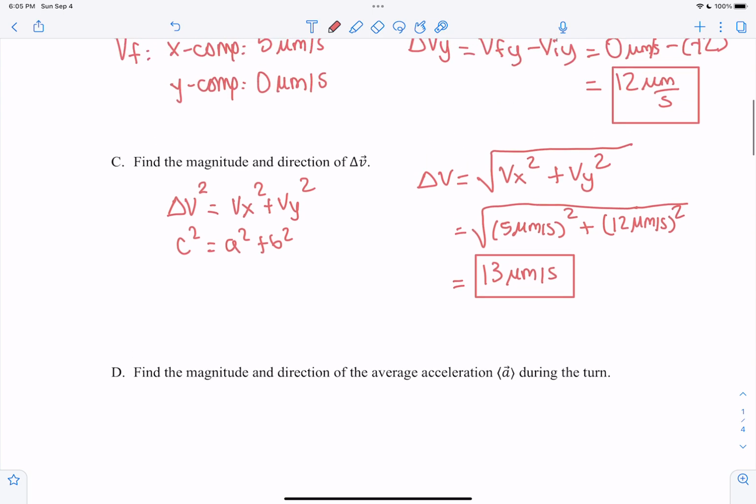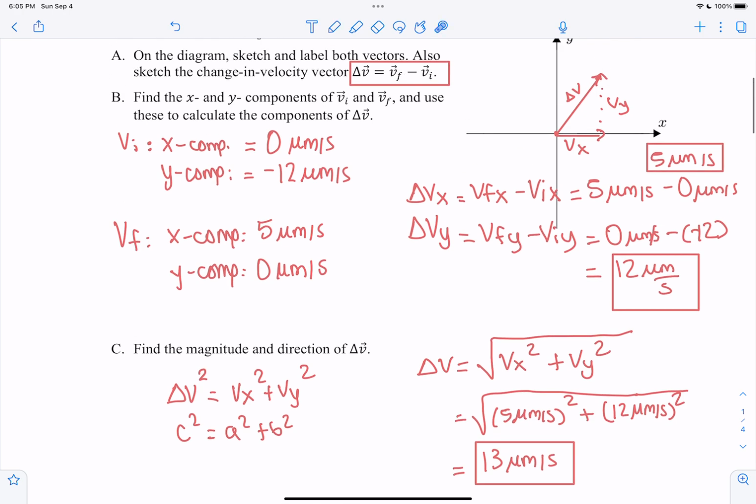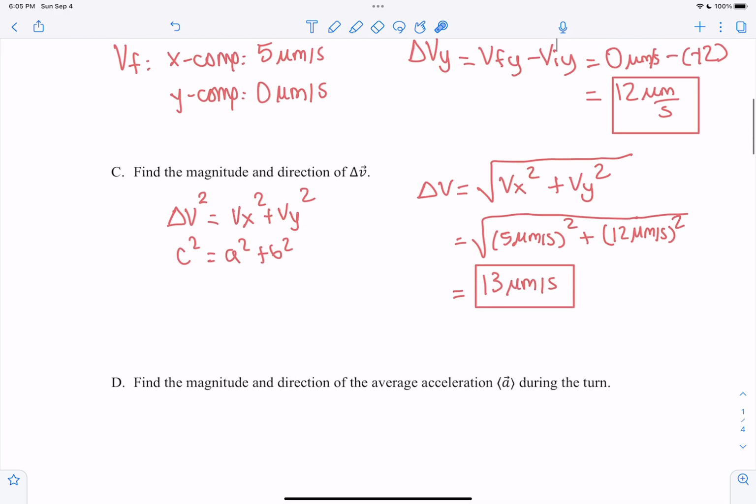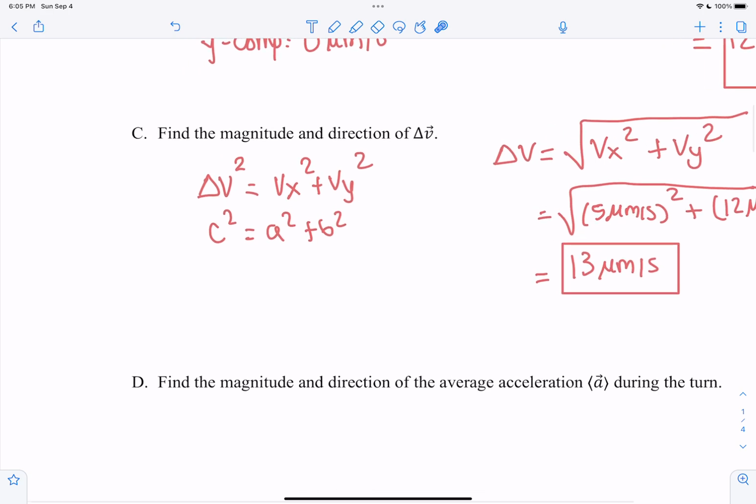Now we need to find the direction, right? The way we do that for these types of problems is via an angle and then a cardinal direction. If you've ever heard, for example, the direction is 50 degrees east of north, or 30 degrees west of south, that's how we're going to put down our answers. We'll have some kind of angle, and then a cardinal direction.